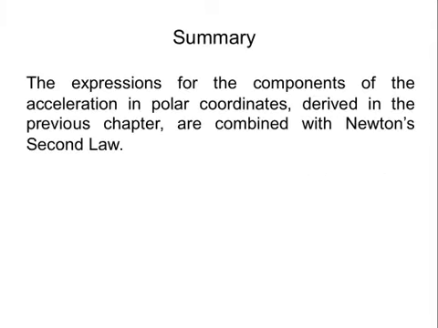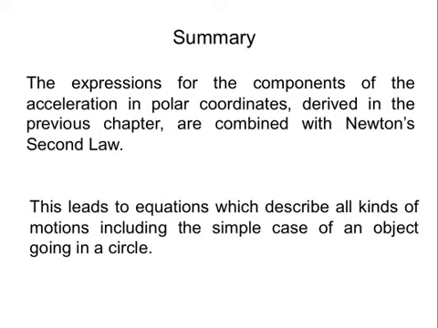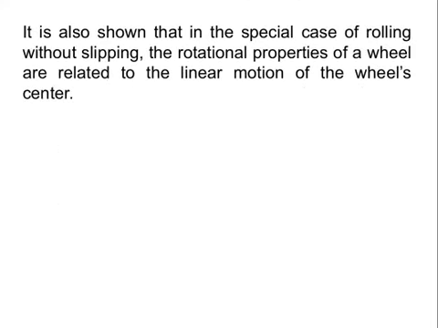Summary. The expressions for the components of the acceleration in polar coordinates derived in the previous chapter are combined with Newton's second law. This leads to equations that describe all kinds of motions, including the simple case of an object going in a circle. It is also shown that in the special case of rolling without slipping, the rotational properties of a wheel are related to the linear motion of the wheel's center.